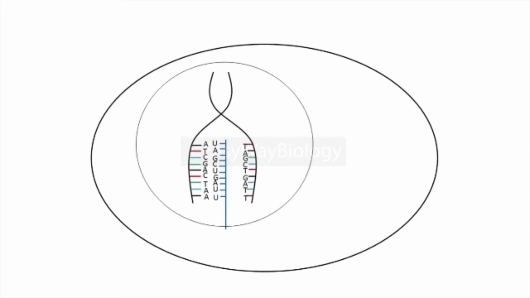Transcription. Copying the relevant nucleotide sequence of DNA which codes the protein as an mRNA strand is called transcription. It takes place inside the nucleus. Transcription process consists of three steps. They are initiation, elongation, and termination.